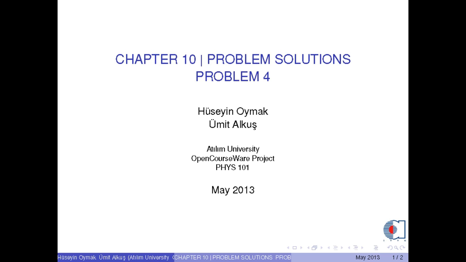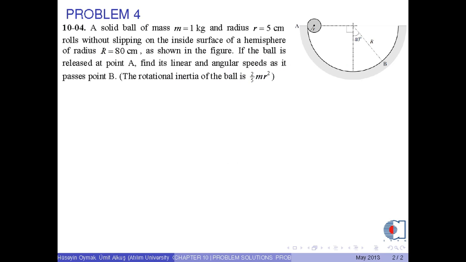In this video, we will solve one problem in Chapter 10. A solid ball of mass m equals 1 kilogram and radius r equals 5 centimeters rolls without slipping on the inside surface of a hemisphere of radius capital R equals 80 centimeters. If the ball is released at point A, find its linear and angular speeds as it passes point B.